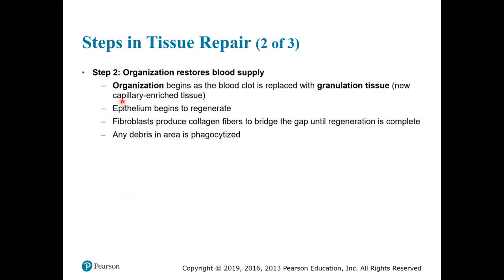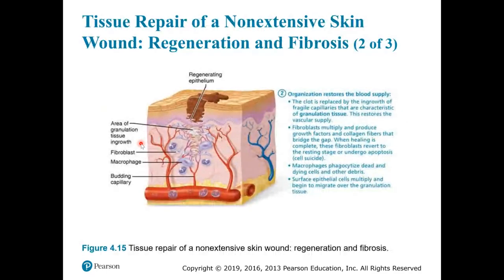So the blood clot starts to be replaced by granulation tissue. This is where the actual clotted blood is going to be phagocytized by macrophages. Remember, our macrophages are our cleanup crew. The epithelial tissue begins to regenerate, that would be the epidermis. And the fibroblasts then, we know what those do. We talked about that already. They produce collagen fibers to bridge the gap where the injury was. And any debris, so that's dead cells, pieces of stuff that might be in the wound, bacteria, are going to be phagocytized by macrophages. So here we see the collagen fibers breaching the gap.